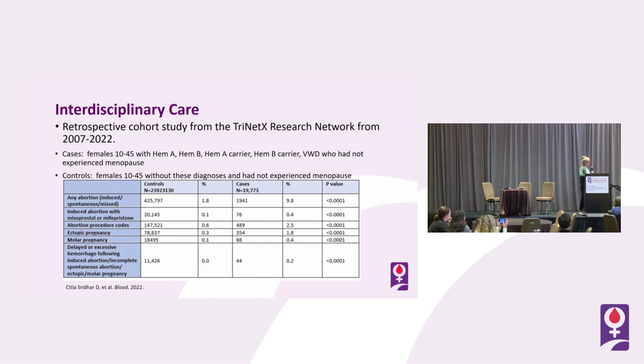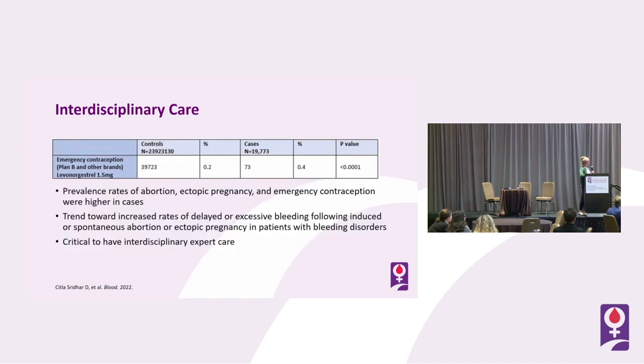In this table, there is a lot of information, with the controls in the first column and the cases in the third column, comparing the rates of these different procedures. The next slide also has emergency contraception in controls and cases. Overall, they found that the prevalence rates of abortions, ectopic pregnancies, and emergency contraception were all higher in cases. There was also a trend toward an increased rate of delayed or excessive bleeding following induced or spontaneous abortion or ectopic pregnancy in patients with bleeding disorders.